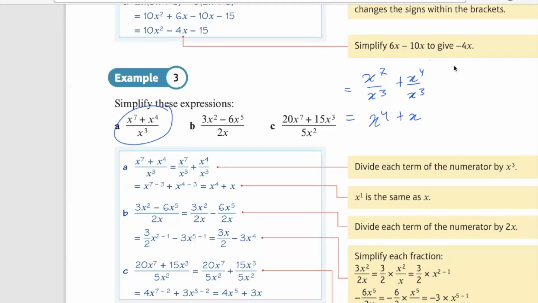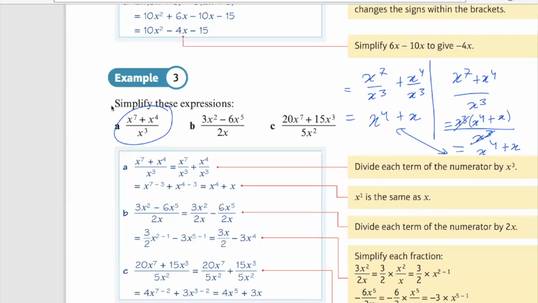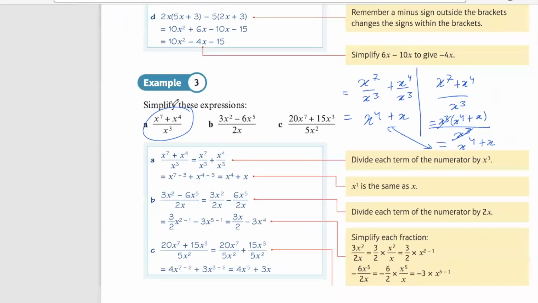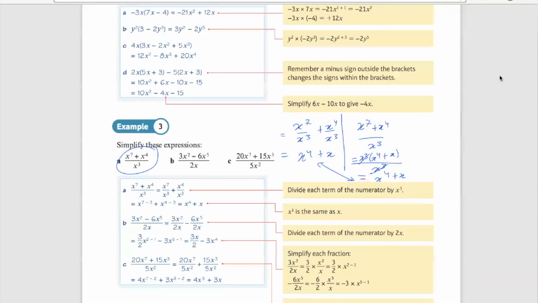You may have a different approach, but the answer will be the same. For example, x7 plus x4 by x3. If I take out common x3 from the numerator, I'm left with this, and you can eliminate these two. You see for yourself, the answer is the same in both cases. Is this part clear? We can definitely practice if you say so.